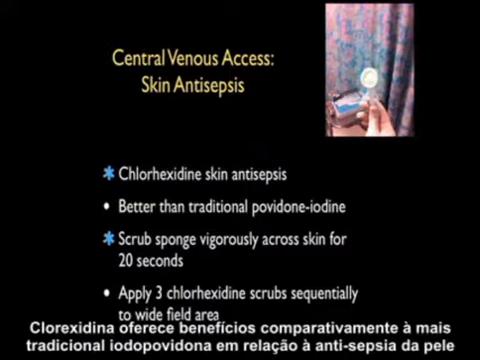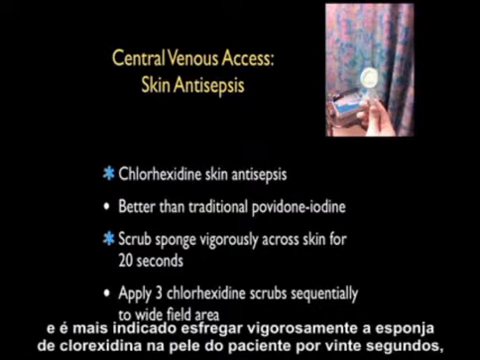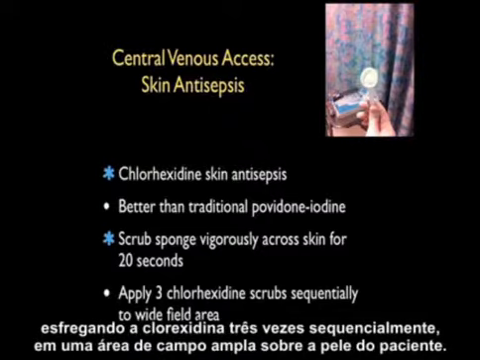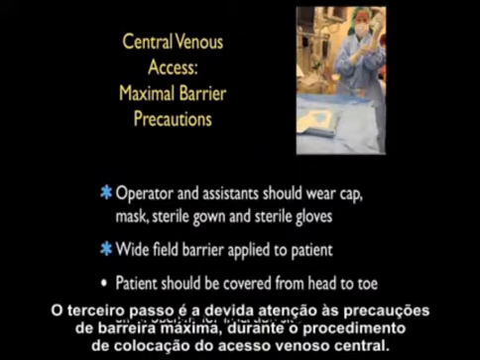Chlorhexidine offers benefits over traditional povidone iodine with regard to skin antisepsis, and it's best to scrub the chlorhexidine sponge vigorously across your patient's skin for 20 seconds, applying 3 chlorhexidine scrubs sequentially to a wide field area over the patient's skin. The third step is adequate attention to maximal barrier precautions during the central venous placement procedure.